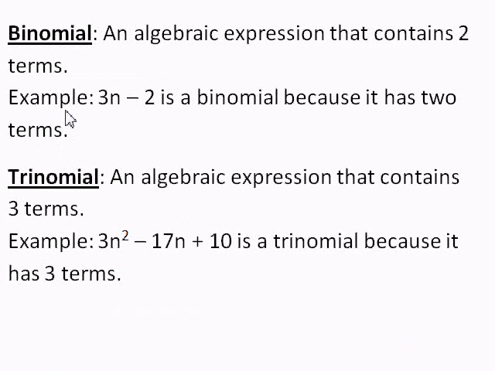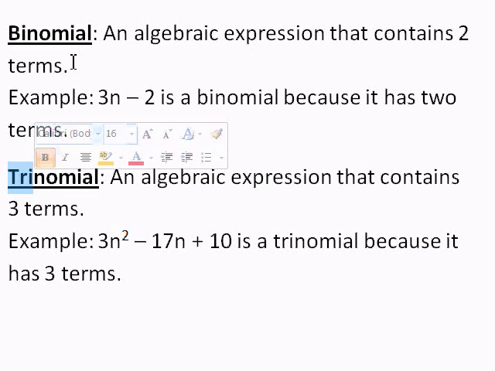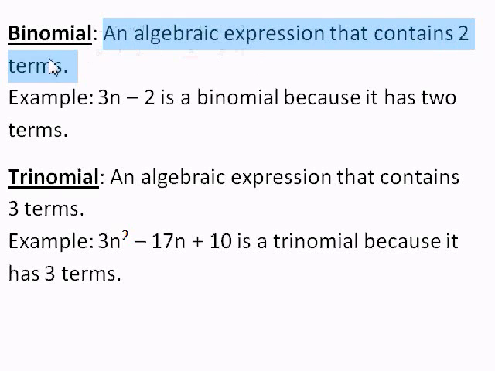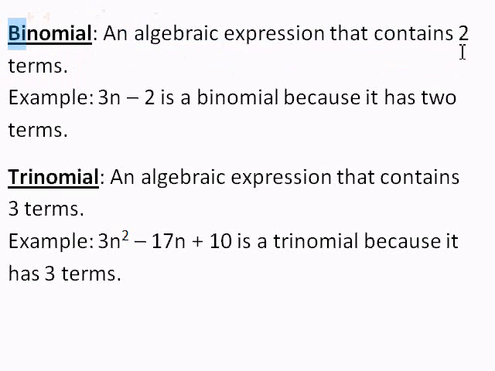The next two vocabulary words we're going to take a look at are the words binomial and trinomial. The word bi meaning 2, the word tri meaning 3, and the word nomial meaning name. In other words, we have two names. A binomial is an algebraic expression that contains two terms. Again, the word bi lets us know that there are two of them. An example, 3n minus 2 is a binomial because it has two terms, 3n and negative 2.